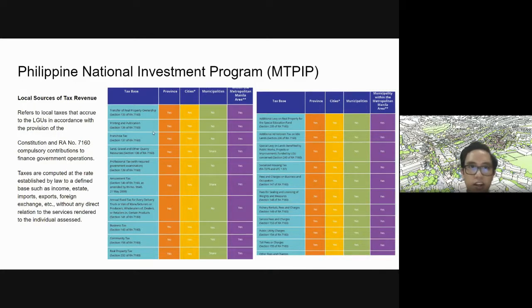So you can see here the transfer of real property ownership tax. So where is this applied? It's provinces, yes, cities, yes, municipalities, no, and then municipalities within the metropolitan Manila area. So metropolitan Manila area, that's a tongue twister. So it's applied yes to all of Manila, and some of it is conditional for municipalities and cities and even provinces. So it really depends on what's there.